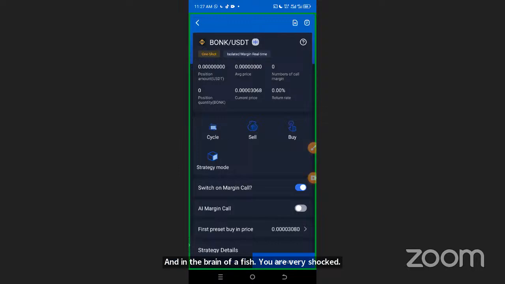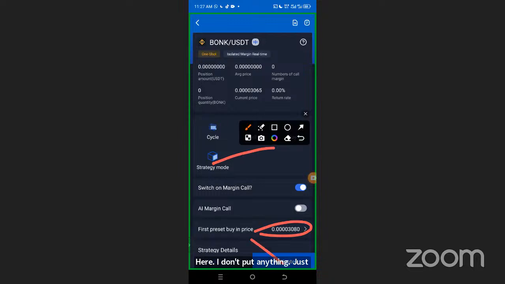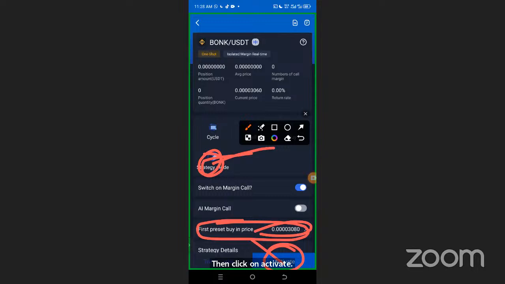If the signal is saying at current price, here don't put anything. Just change the mode, then click on activate. The robot will buy at current price. If you are sharp, you know what I've told you. If the signal is at current price, here don't put anything. Just change the mode, then click on activate. The robot will buy the coin at current price.